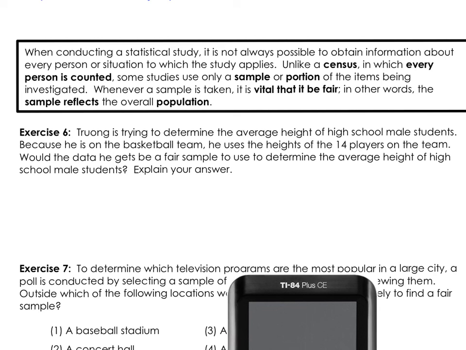So we have Trong is trying to determine the average height of high school male students. Because he is on the basketball team, he uses the heights of the 14 players on the team. Would the data he gets be a fair sample to use to determine the average height of a high school male student and explain your reasoning? So think about that, and what do you think? Is that going to be a good representation?